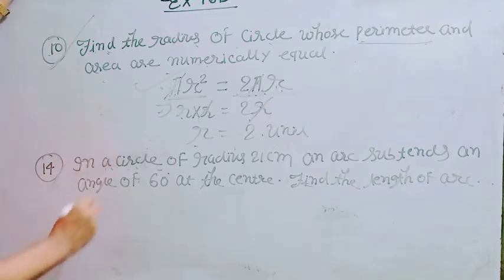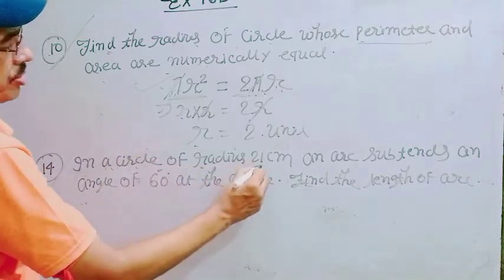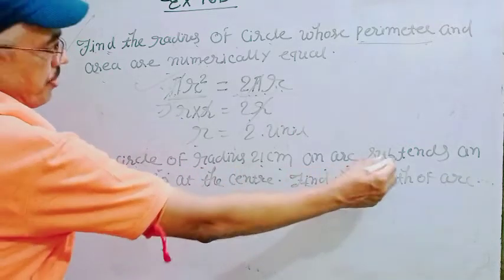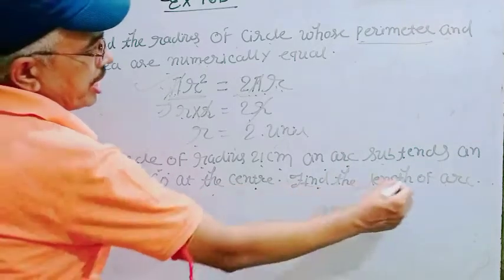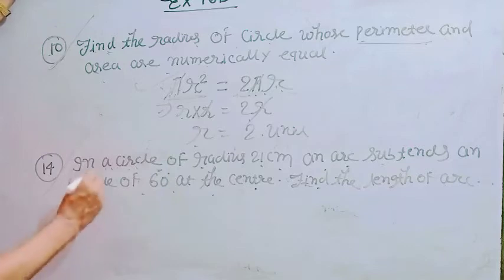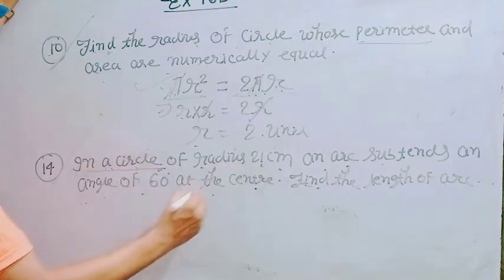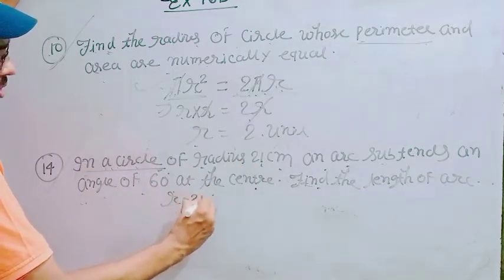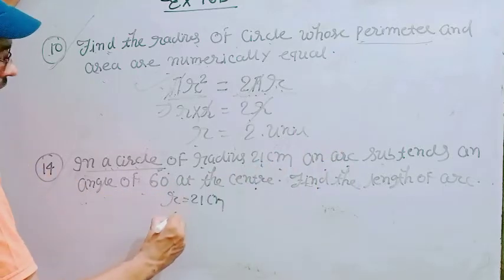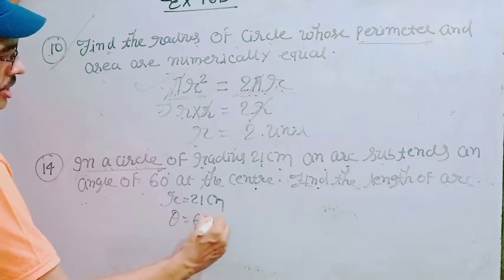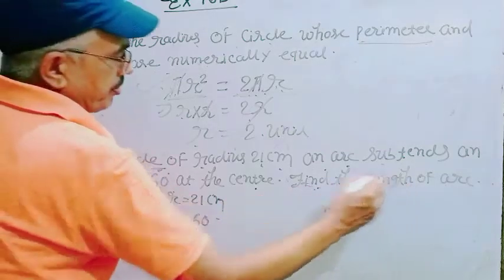After that, question number 14. In a circle of radius 21 cm, an arc subtends an angle of 60 degrees at the center, then find the length of the arc. Your question is here: in a circle of radius 21 cm, that is r is 21 cm, and an arc subtends an angle theta of 60 degrees, that is theta is equal to 60 degrees, then find the length of the arc.